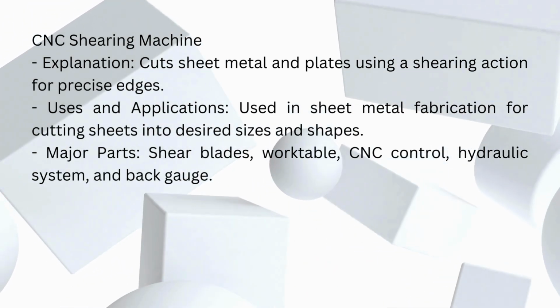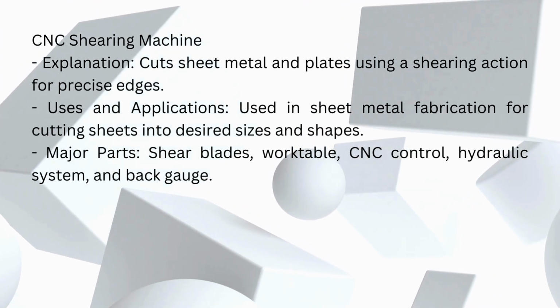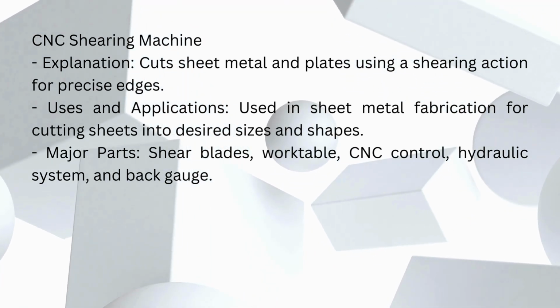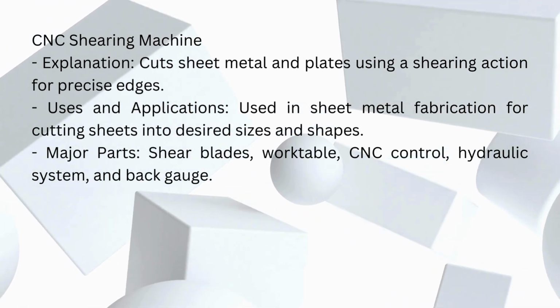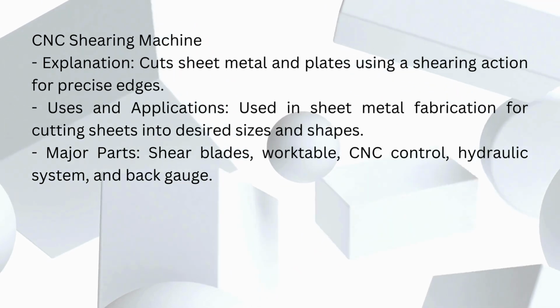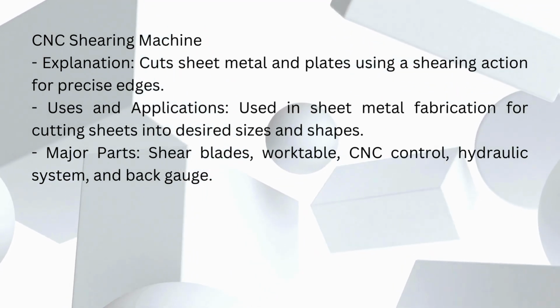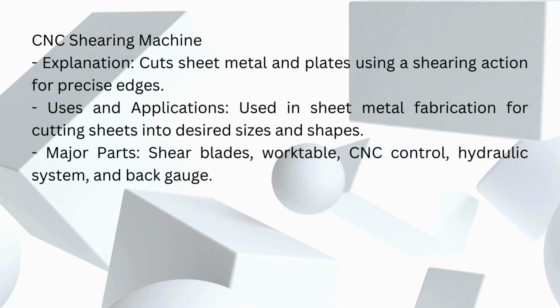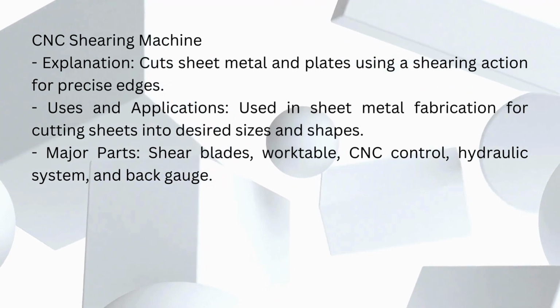CNC shearing machine. Explanation: cuts sheet metal and plates using a shearing action for precise edges. Uses and applications: used in sheet metal fabrication for cutting sheets into desired sizes and shapes. Major parts: shear blades, work table, CNC control, hydraulic system, and back gauge.